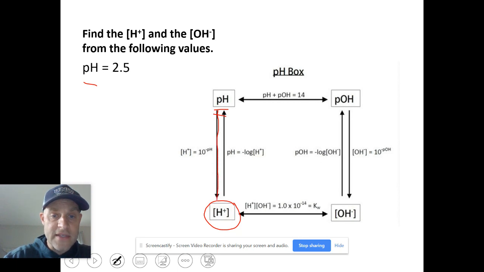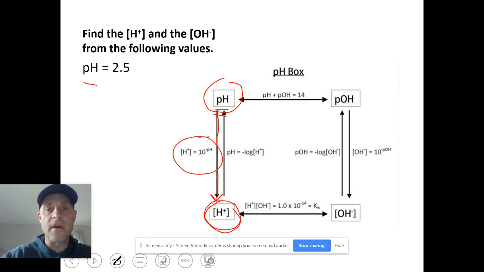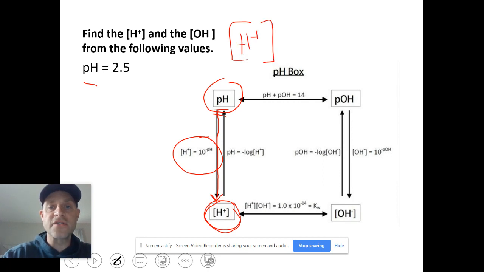Here's the arrow down from pH to the concentration of H plus. This is the equation I'm going to use. I want to solve for H plus, that's the concentration, that's what the brackets mean. H plus equals 10 to the negative pH.